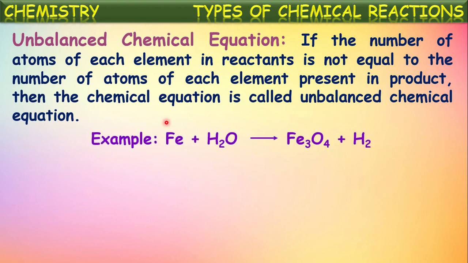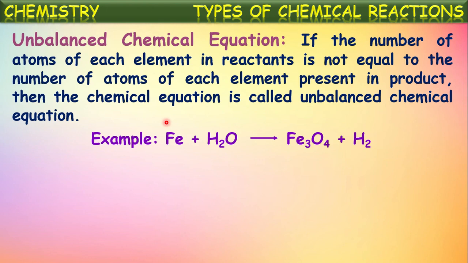For example, let us consider the chemical equation between iron and water. Iron slowly reacts with water to form iron oxide and hydrogen gas. So this is the equation. Actually, in this equation, everything is represented correctly. What chemicals are reacting here and what chemicals are formed in this reaction are represented correctly. But the number of atoms of each element on both sides of the equation are not equal. That is why this equation is said to be an unbalanced equation.